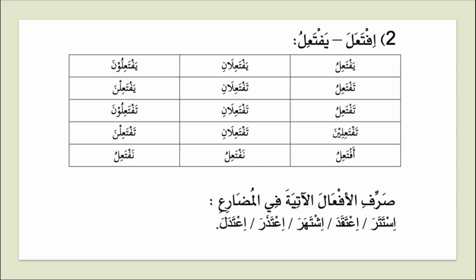Okay, so the next one, ifta'ala yafta'ilu. Ifta'ala yafta'ilu. So what's the first verb that he's given us? Go on, Abdul Hakim. Istatara. Okay, so conjugate that for us. 3 letters.